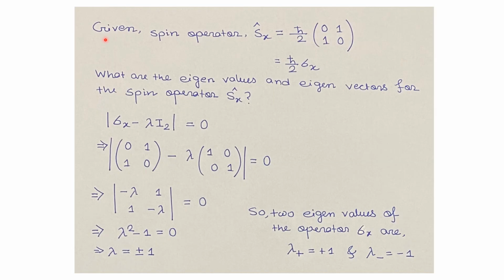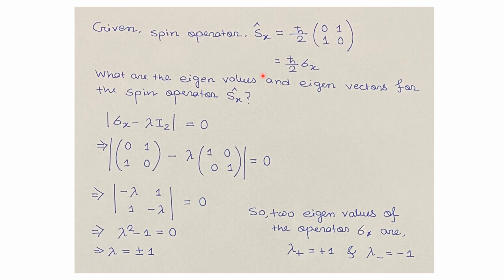It is given in the question that the spin operator, that is the x component of spin, Sx cap equals to h cut by 2 times this matrix 0, 1, 1, 0. Now this matrix can be written as sigma x, which is one of the Pauli matrices. So Sx cap equals to h cut by 2 times this Pauli matrix sigma x. Now we have to find the eigenvalues and eigenvectors for the spin operator Sx cap. So essentially we will find the eigenvalues for sigma x. Then we can easily find the eigenvalues for the Sx cap operator.